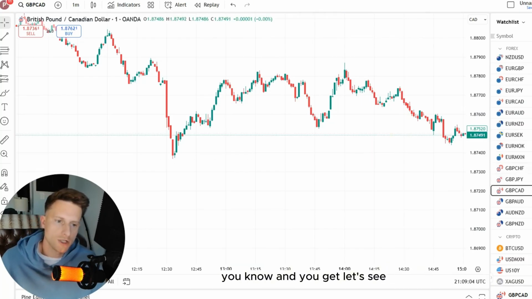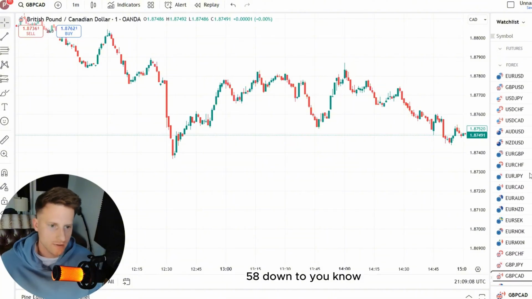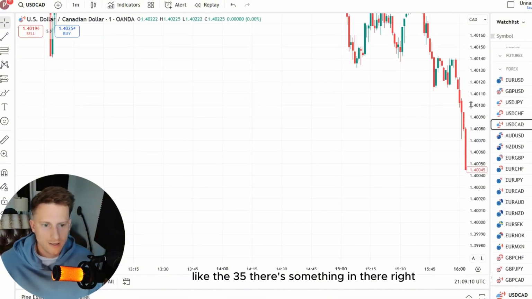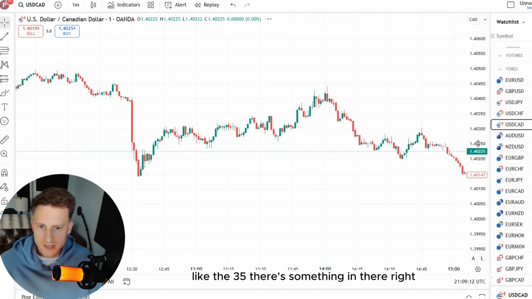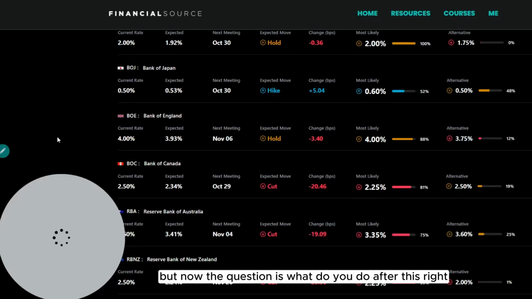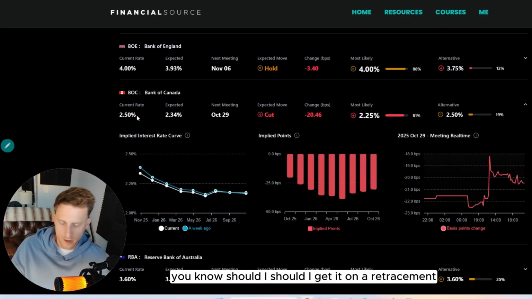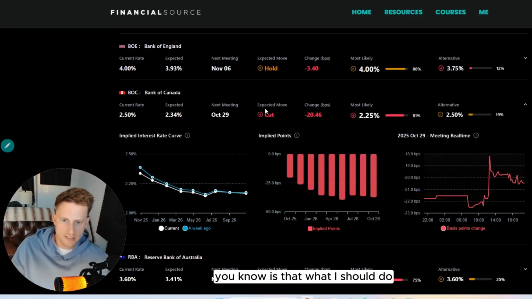But now the question is, what do you do after this, right? You're seeing the event, you're sitting around, you're saying, should I get on a retracement? Is that what I should do? Should I not? And this is where the interest rate tracker was able to really, really help us out. So here's the tracker, and we open it up, and you get the current rate, the expected, the next meeting, right? The next expected move is a cut.